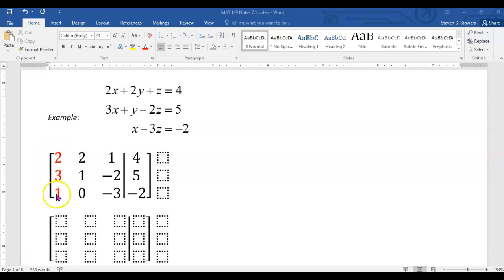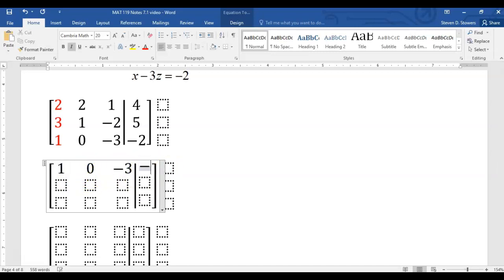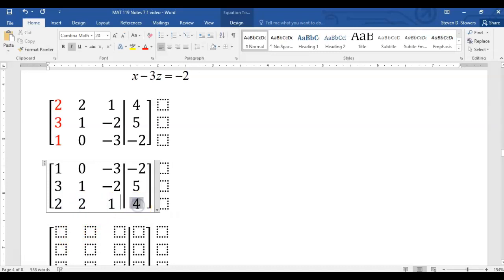Well, notice there's already a 1 down here, so the easiest thing to do, seems to me, is just have these two rows switch places. So that's what I'm going to do. I'm going to interchange rows 1 and 3. So when I do that, row 1 becomes 1, 0, -3, -2. Row 2 is still the same, 3, 1, -2, 5. And row 3 is now 2, 2, 1, 4.